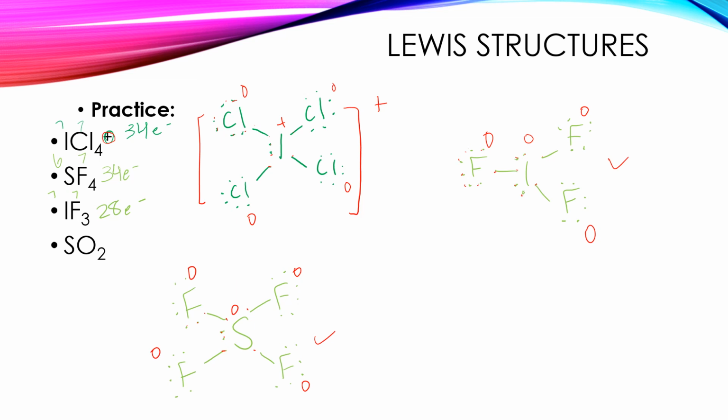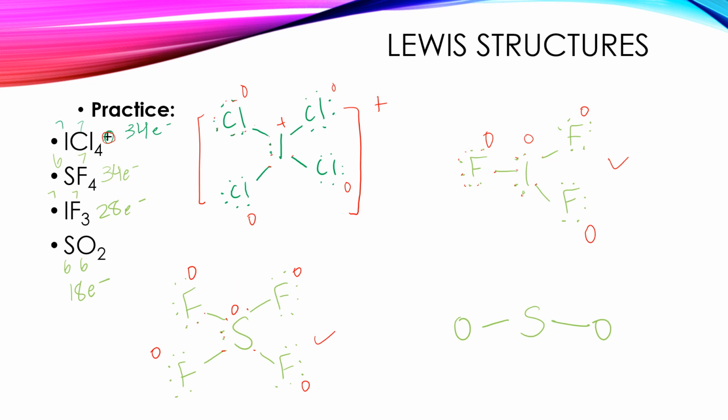Now we've got sulfur dioxide. Sulfur has 6 valence electrons. Oxygen also has 6 valence electrons. So we have 6 and 6 times 2, so we have a total of 18 electrons that we need to account for. We're going to put sulfur in the middle and connect it to oxygen. So there's our skeleton structure.